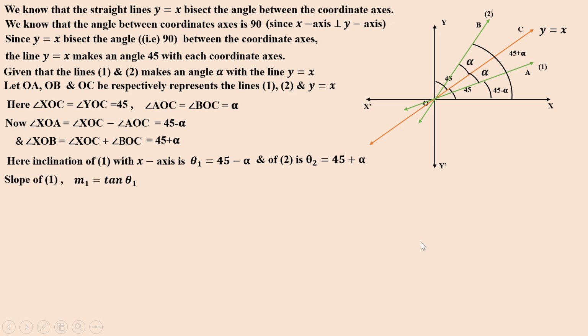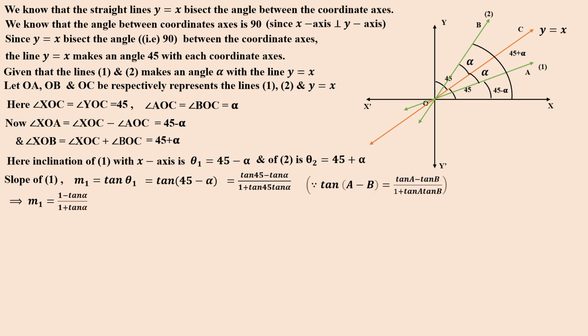So the slope of the first line, m1, is equal to tan theta 1, so tan of 45 minus alpha. We know the tan(A minus B) formula: tan A minus tan B by 1 plus tan A tan B. Instead of A and B we have 45 and alpha respectively. So tan 45 minus tan alpha by 1 plus tan 45 tan alpha. Tan 45 we know is 1. So m1 is equal to 1 minus tan alpha by 1 plus tan alpha. That is equation number 4.